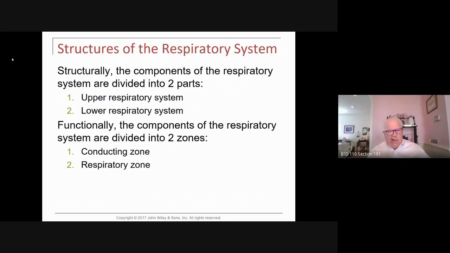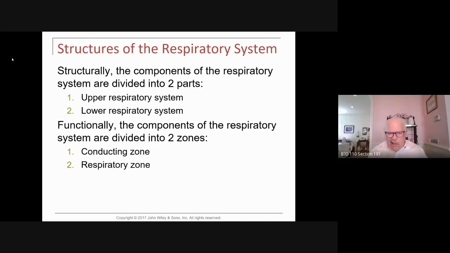The structures of the respiratory system. The respiratory system is divided into two parts, the upper and lower respiratory system. Functionally, it has two components. Actually, it has three components, okay? But I really want you to know two, and I'll talk about the third. The two zones that I want you to know functionally are the conducting zone and the respiratory zone.